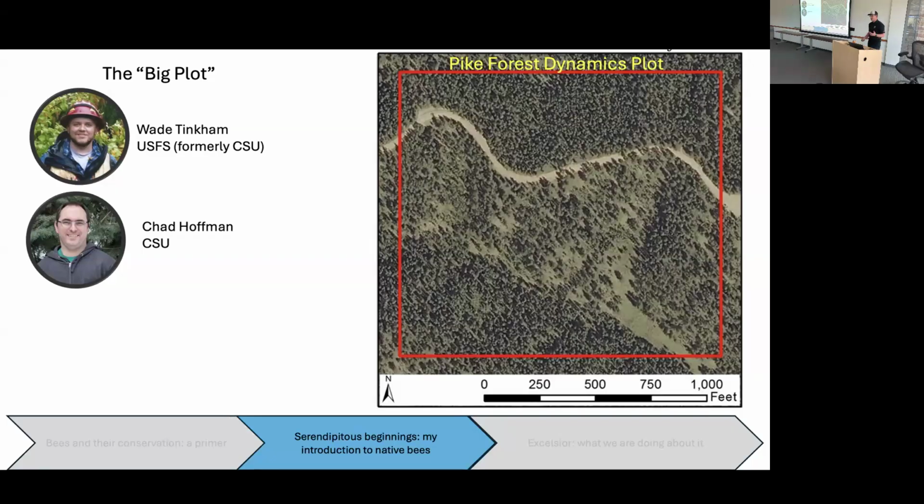And the big plot is pretty much what it sounds like. It's this plot of land out by Woodland Park here. I think they actually call it the Pike Forest Dynamics plot. But the long and short of it is that they were out there sampling the hell out of this thing. They measured every stick on the ground, every single tree, every single forb growing on the ground. They approached me, this is about a 20-hectare area, and said, hey man, we got some extra money. Do you want to do some bug stuff on the big plot? And I was like, yes, I do.